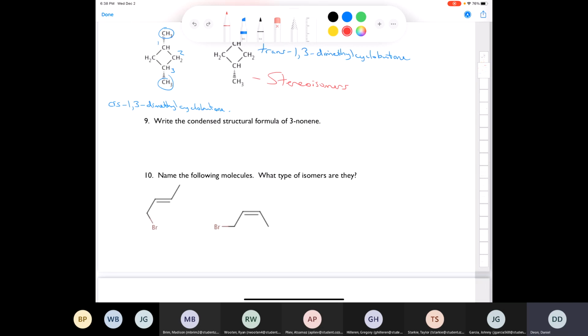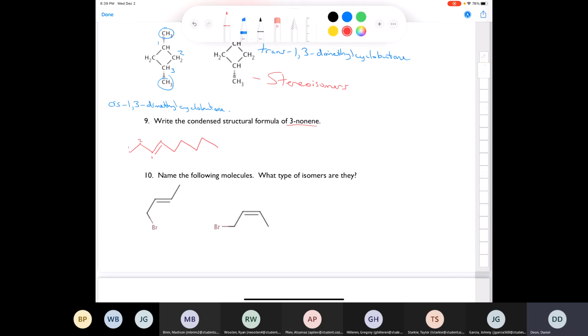Question number 9, write the condensed structure formula of 3-nonene. Well, I like to draw bond line structures. So I'm going to start by drawing the bond line structure of 3-nonene. I'll start with 1, 2, 3, 4, 5, 6, 7, 8, 9 carbons. I look at carbon 1, 2, 3, and on the third carbon, I'm going to have a double bond like that. But that's not a condensed structure, is it?